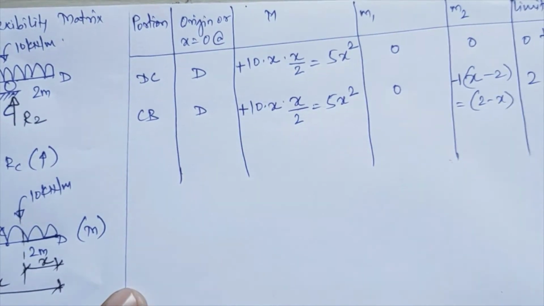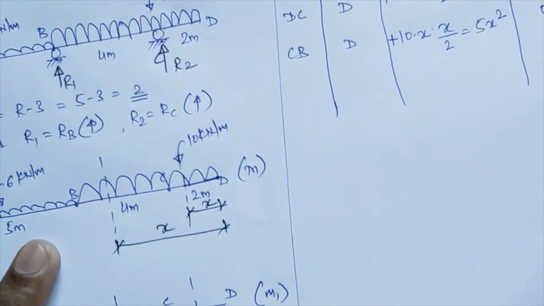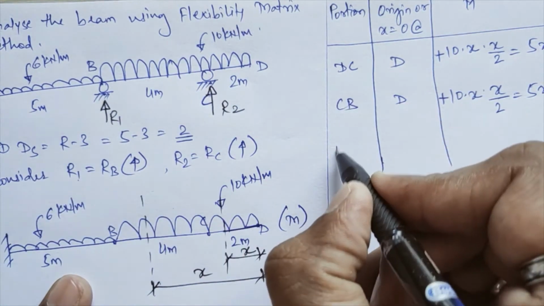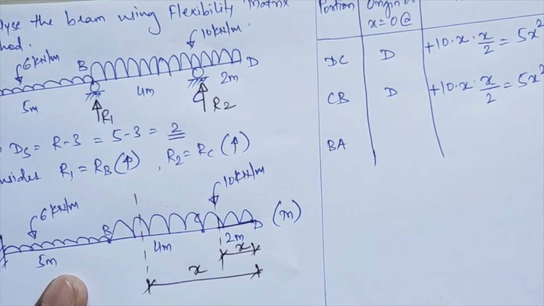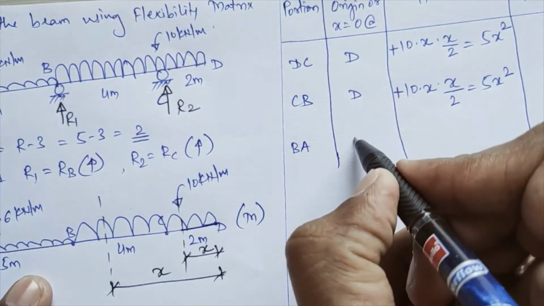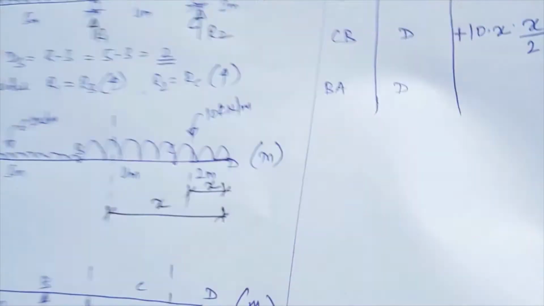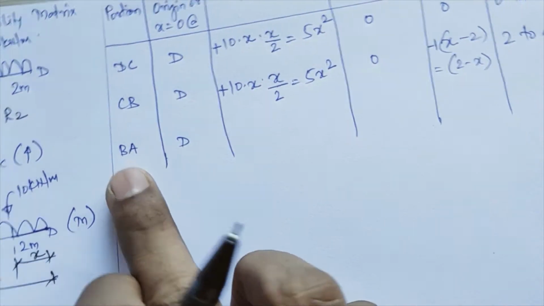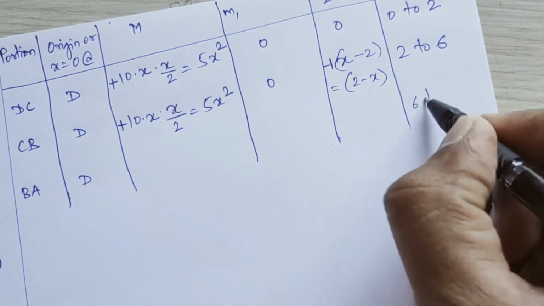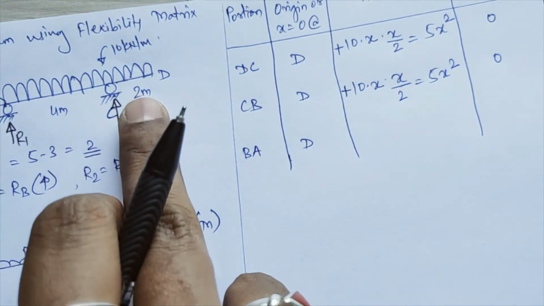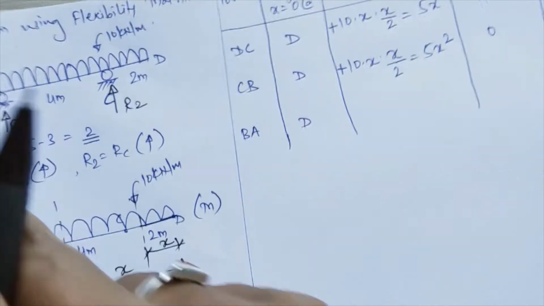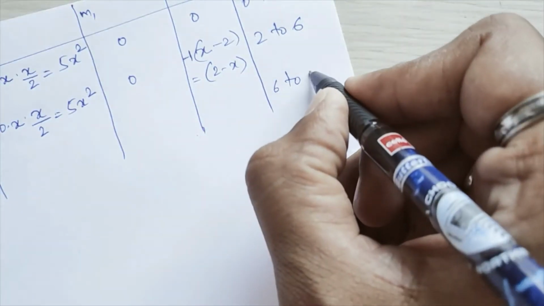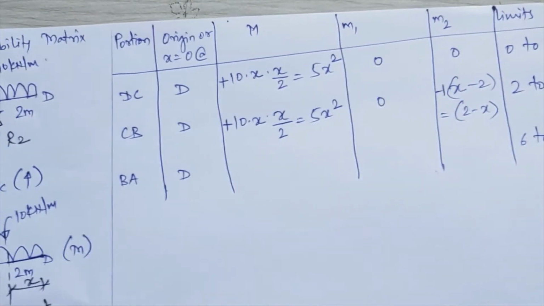So that value I have got 2 minus x. Now the last portion is remaining, that is we'll consider the portion BA over here. Again, origin point I'll keep the same, that is D. So limits of integration, D to B distance, that is your 6, to D to A distance, that is equal to 2 plus 4 plus 5, 11. So limits of integration will be from 6 to 11 now.